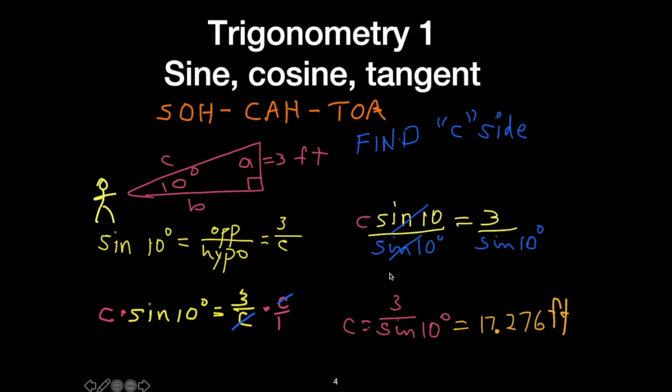So then we get 3 over the sine of 10, at which point you will need a scientific calculator or a graphing calculator. And I'll show you both in this video.